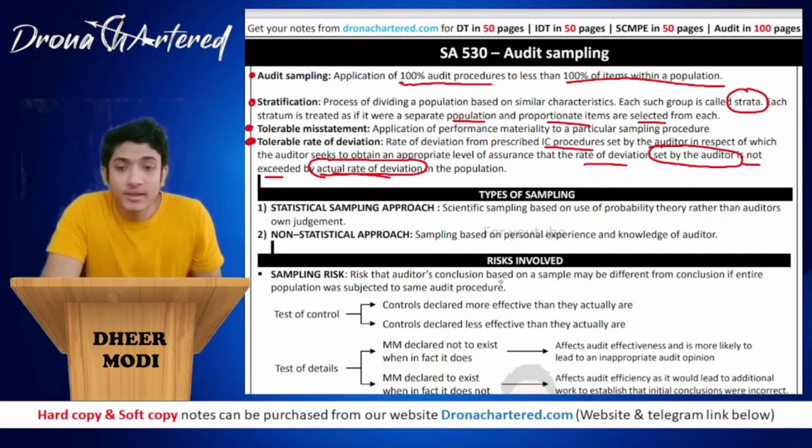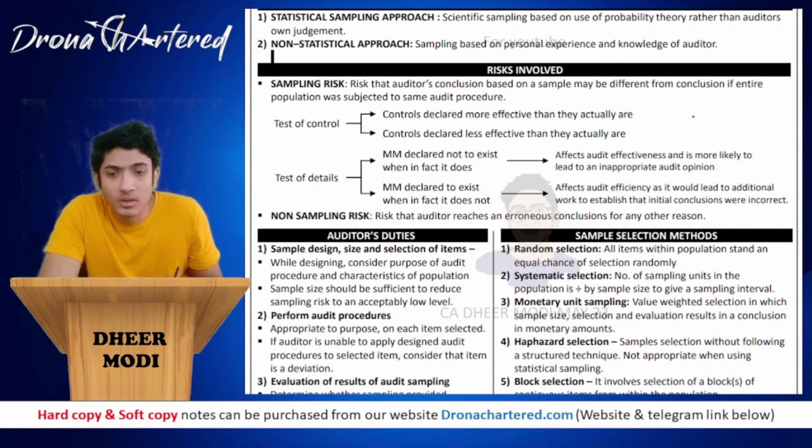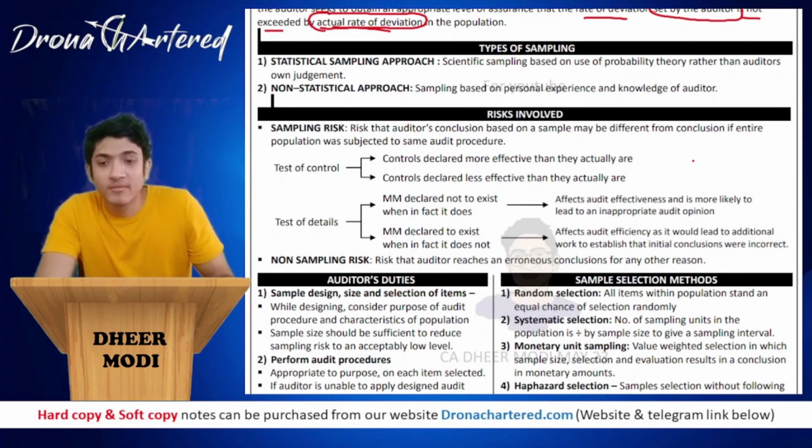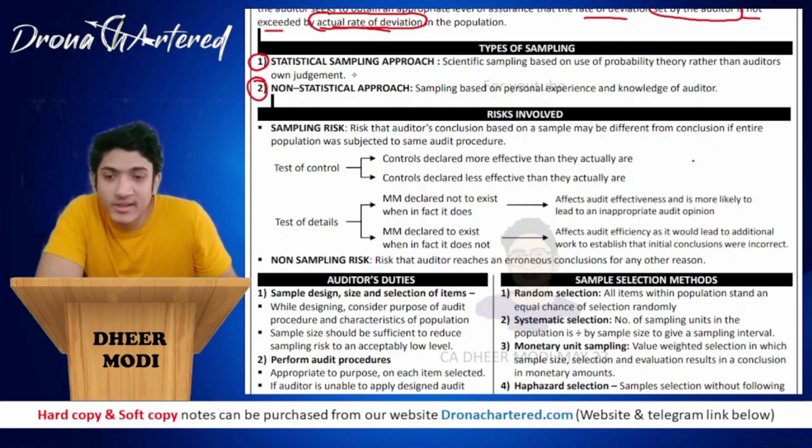Okay, the next is your types of sampling. What are your types of sampling? Basically, there are two types of sampling. One is your statistical sampling approach, and second is your non-statistical sampling approach. What is your statistical sampling approach?